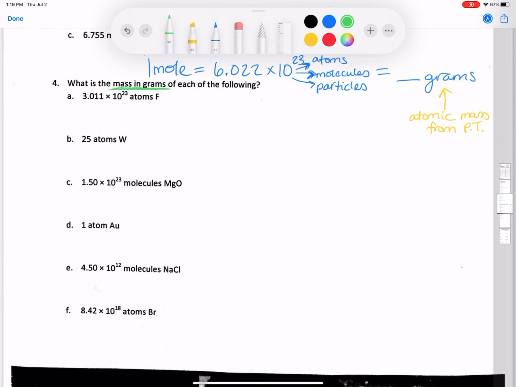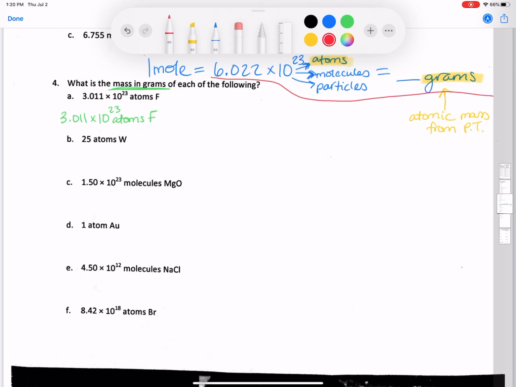3.011 times 10 to the 23rd, and I'm starting with atoms. And it's atoms because I'm dealing with an individual element, just fluorine. And I'm trying to go from atoms to grams. So what's happening here is that I'm at this unit right here, and I'm trying to get to this unit. So what I want to do is look at the relationship between those two. And their relationship is right there.